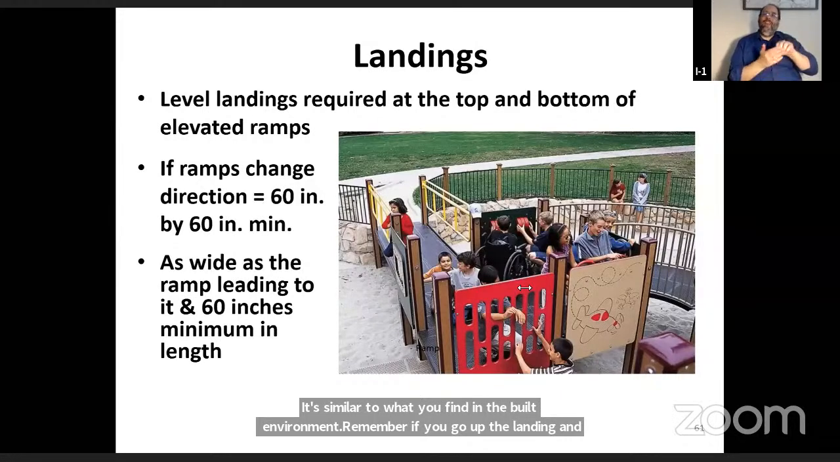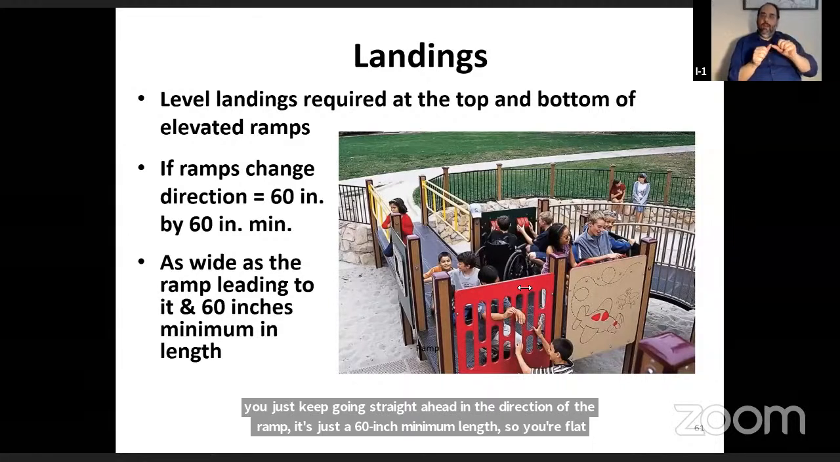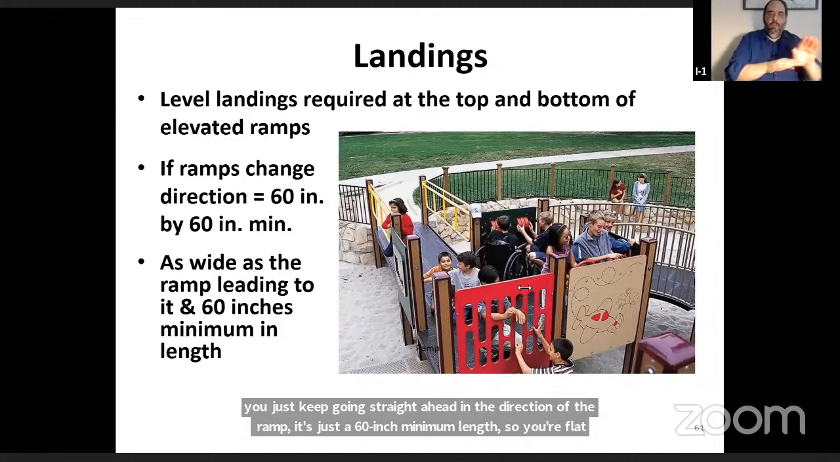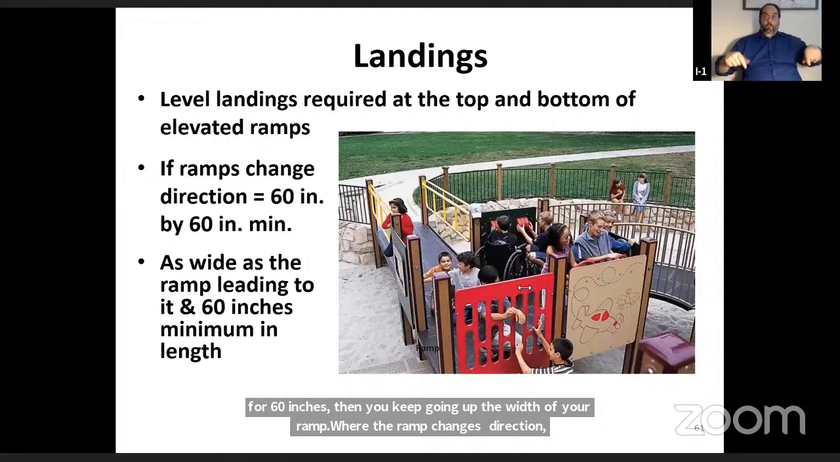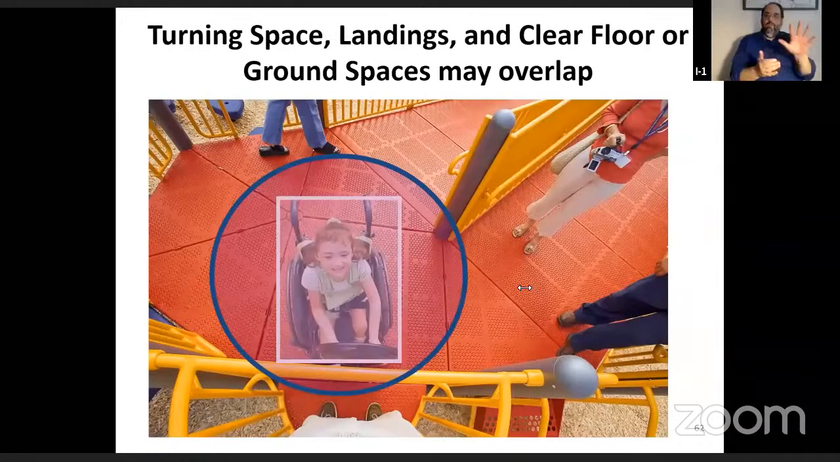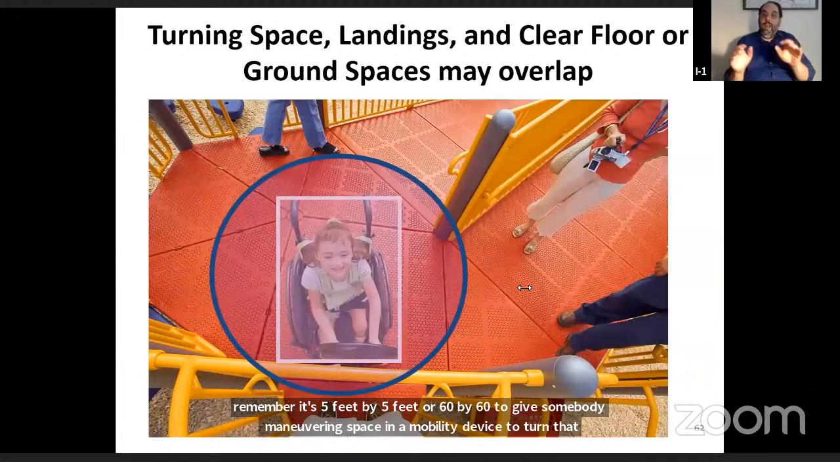Okay, so you're flat for 60 inches, and then you keep going up the width of your ramp. Where the ramp changes direction, remember it's 5 feet by 5 feet, or 60 by 60, to give somebody the maneuvering space in a mobility device to turn that corner. So anytime at a landing, you're 5 foot by 5 foot. The turning space, the landings, and clear floor space, ground spaces all can overlap.